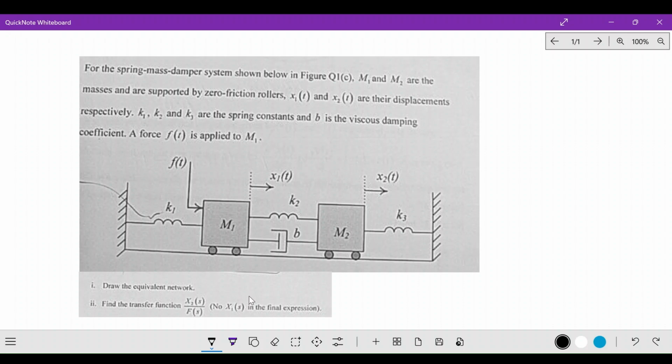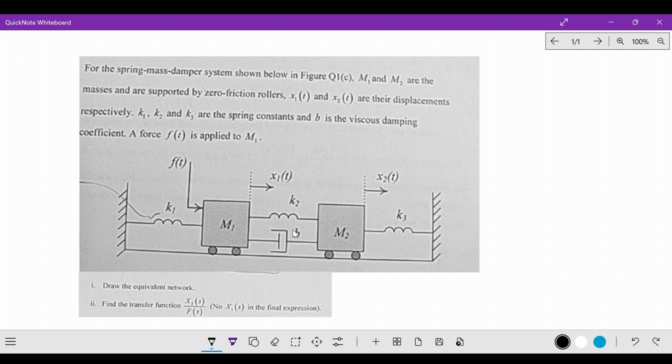Okay, so let's start. We are told we have to draw the equivalent network. So how do you draw the equivalent network if you are given such a system? The first thing you need to do is identify the displacements in the system. As you can see, we have two displacements, x1 and x2. And then next, you are going to present those displacements as nodes.